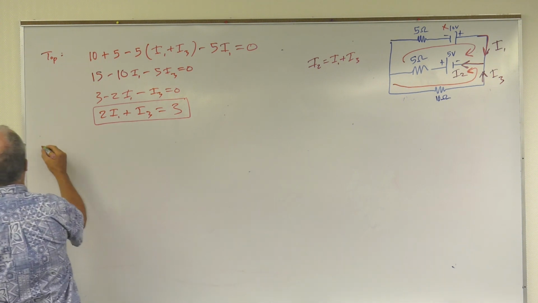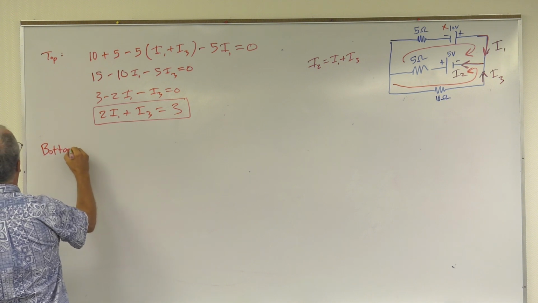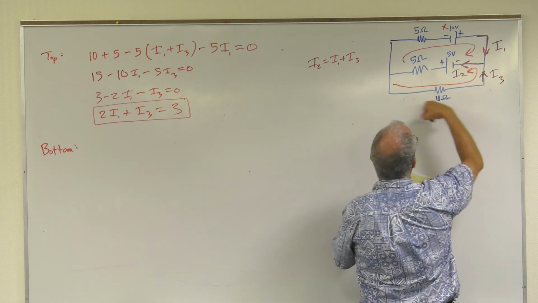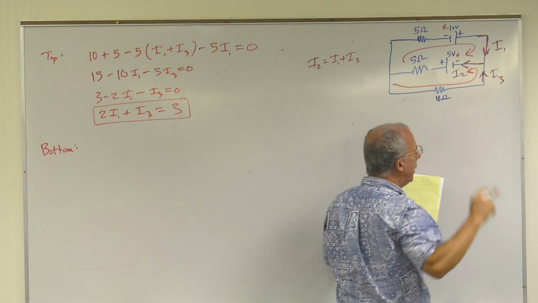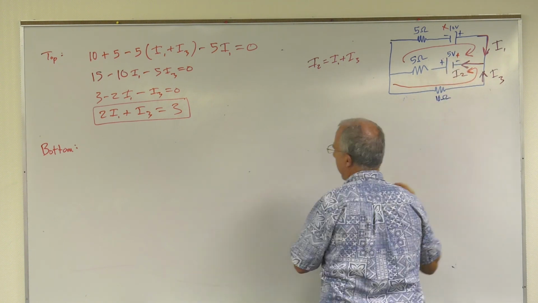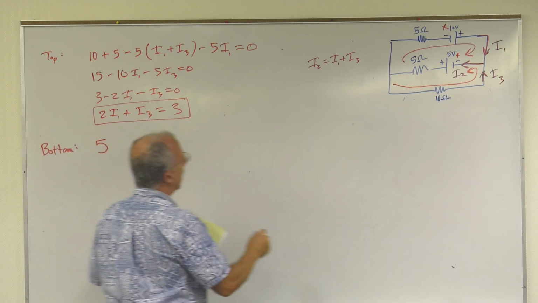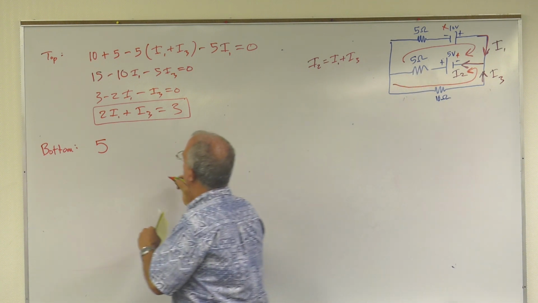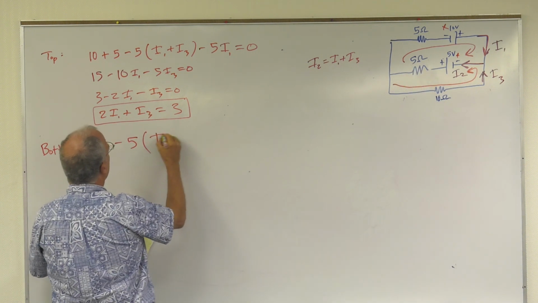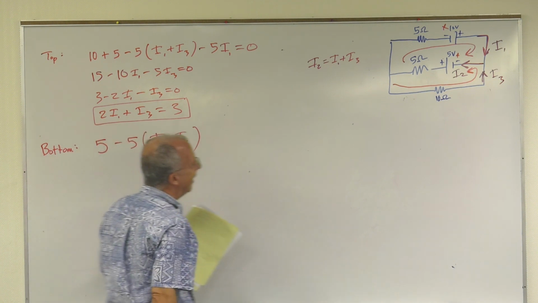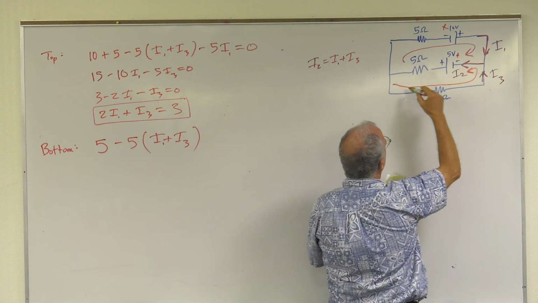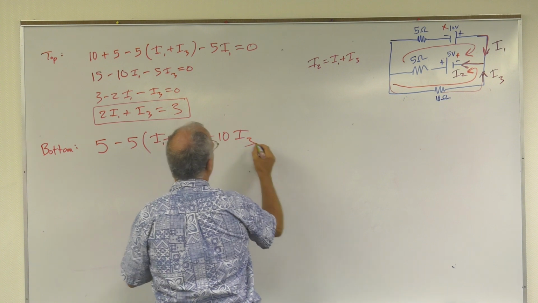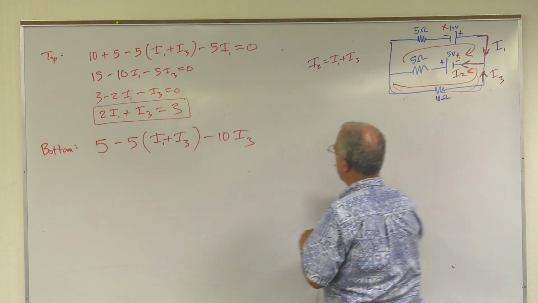Let's do the bottom loop. Okay, where do you want to start? I don't care, it doesn't matter. So we're going counterclockwise. Let's start here, all right, for no good reason. So from here to here, we add 5. And then we subtract, right? We have to go through that 5 ohm. So we have minus 5, and I'm going to do it right this time, I1 plus I3, right? And we go down here, and this wire here is only the I3. So we have minus 10 I3, and then we're back to where we started.